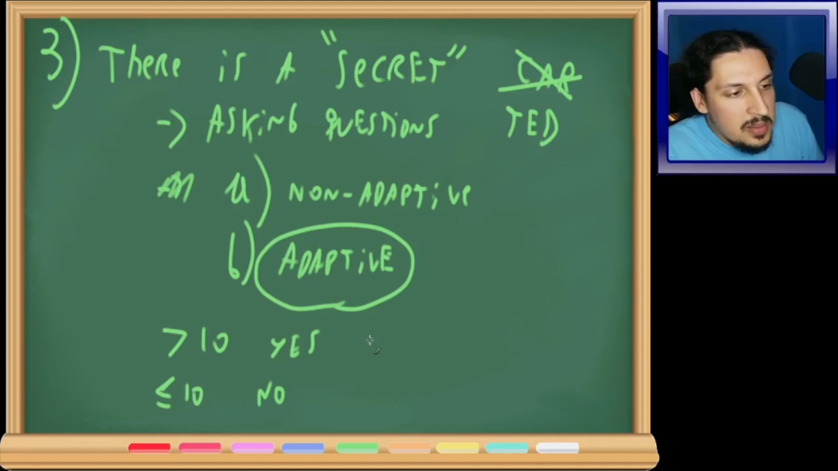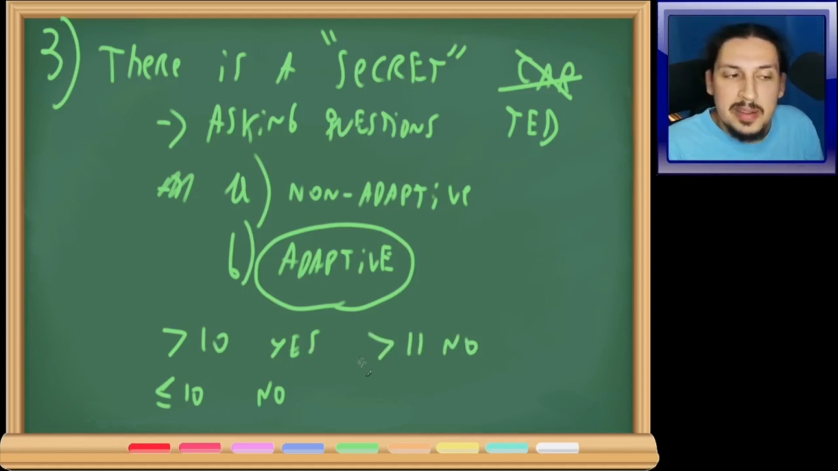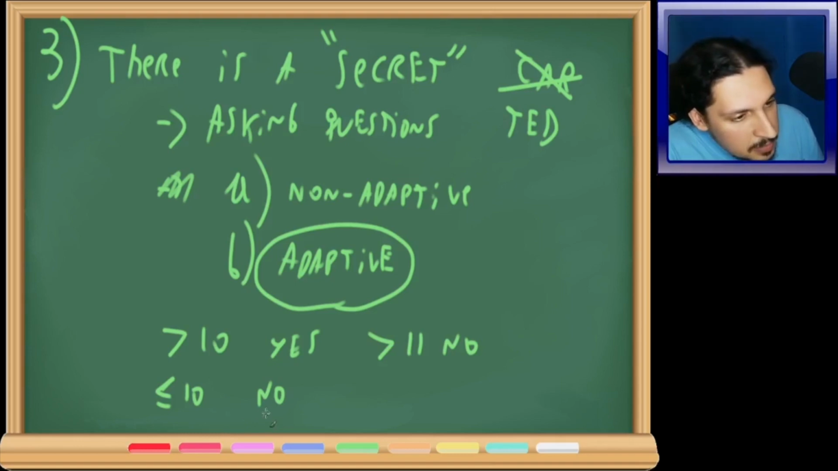We might ask, is it larger than 11? And the judge says no. So now we know that it must be 10. But it must be 10. No, it must be 11, sorry. Yeah, it has to be 11. That's the only option. So maybe we ask, is it 11?